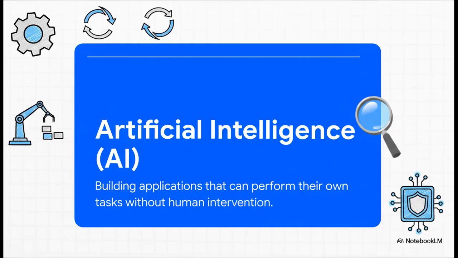So what's the big idea here? What's the goal of AI? At its heart, it's really about one thing: building systems, building applications that can do things on their own. The key phrase to remember is without human intervention. That's the dream, right? From simple little automations to systems that are truly, fully autonomous.